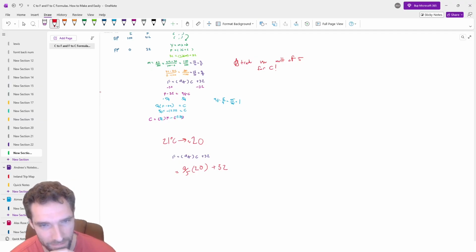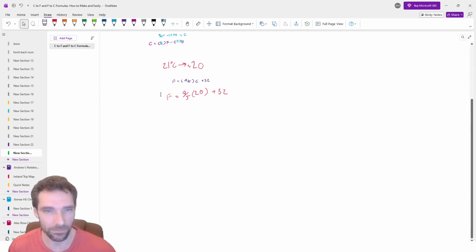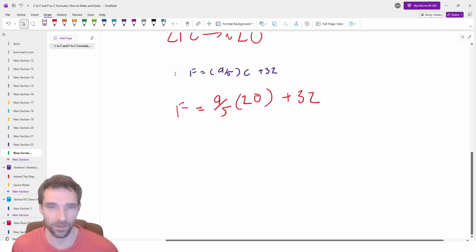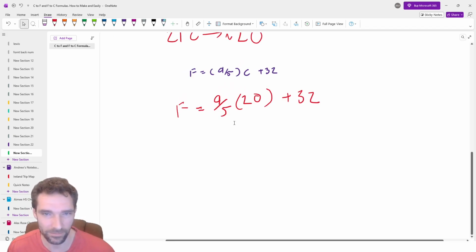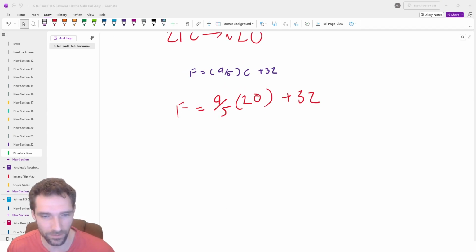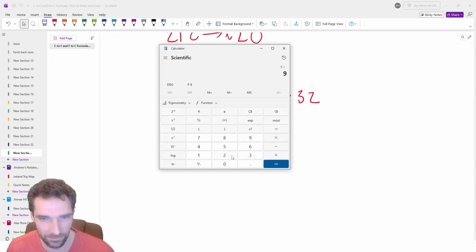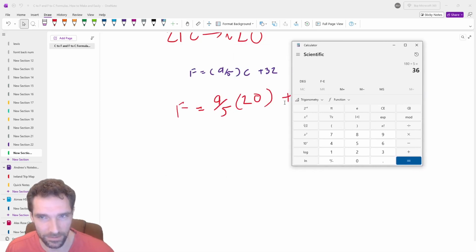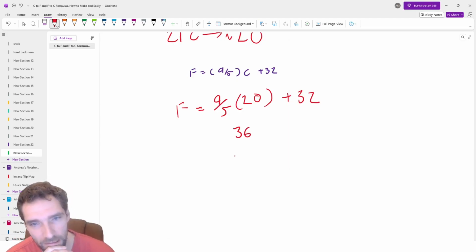In this 5/9 times the number part of the formula. So if I've got my 20/5, ends up being 4. So we could multiply 9 times 20 and then divide that by 5. But you can also just think about this as like 4 times 9. So that ends up being 36.